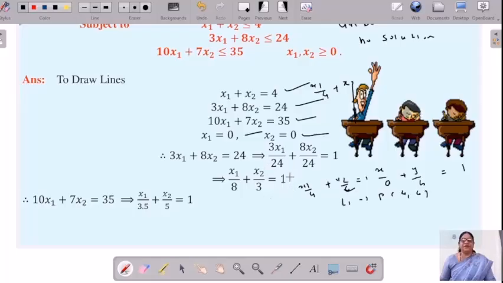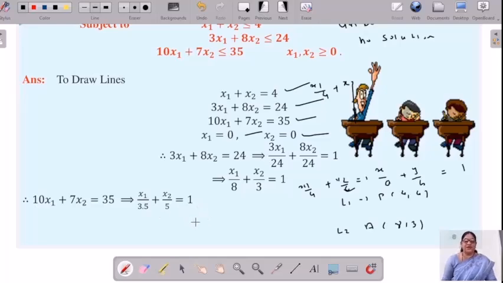This is the line number 2, L2. Therefore L2 is the line which is passing through the point 8 and 3. And our third constraint is 10x1 plus 7x2 equal to 35. Therefore, divide the equation by 35. We get x1 upon 3.5, x2 upon 5 equal to 1.